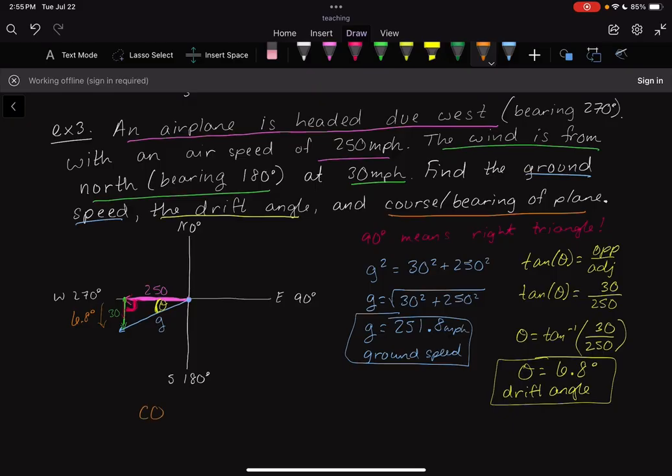So our course or the bearing is 270 minus 6.8 degrees. So that's going to be 263.2. So that's where the plane actually went.